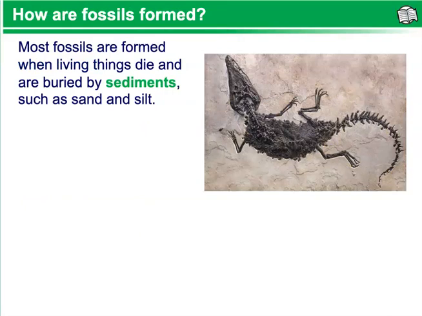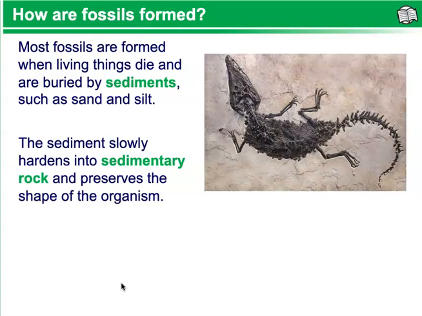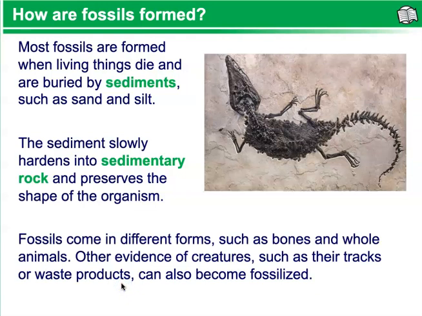So how are fossils formed? Most fossils are formed when living things die and are buried by sediments, such as sand and silt. The sediment slowly hardens into sedimentary rock and preserves the shape of the organism. Fossils come in different forms, such as bones and whole animals. Other evidence of creatures, such as their tracks or waste products, called coprolites, can also become fossilized.